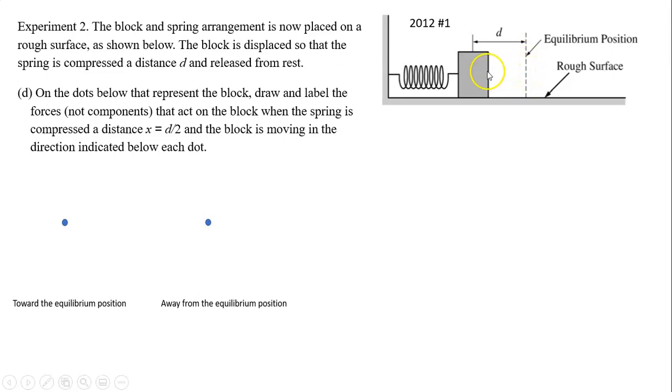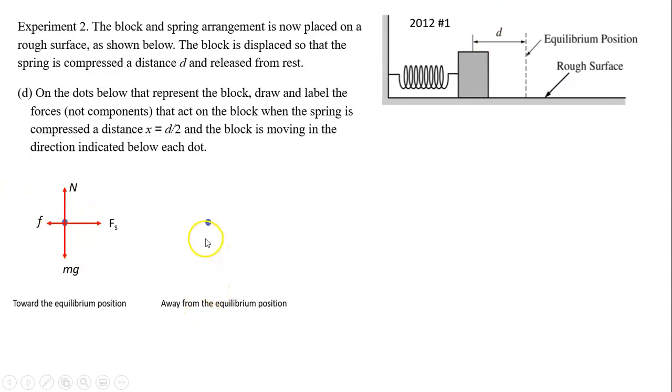When the position is less than equilibrium, force is always pointing toward the equilibrium position. So in that case, the force from the spring is to the right. But because block is moving to the right, force of friction would be to the left. The other two forces are gravity and normal force. So these are the free body diagrams.